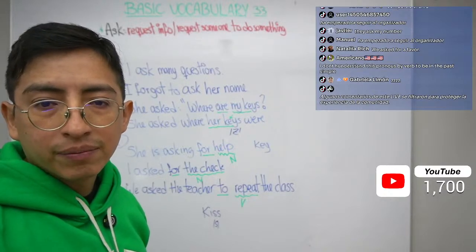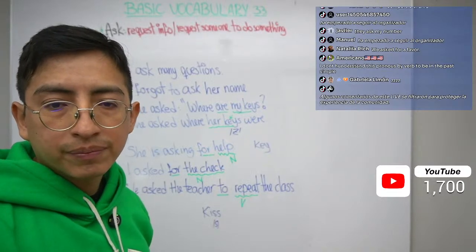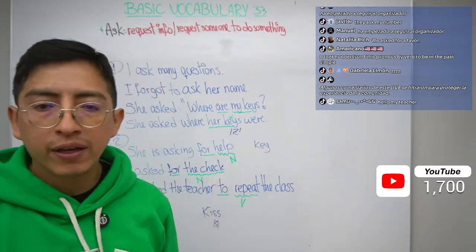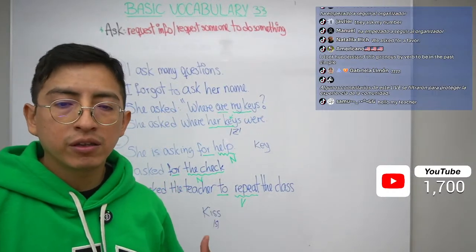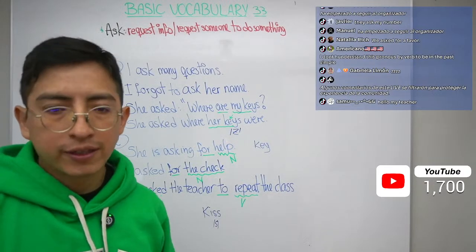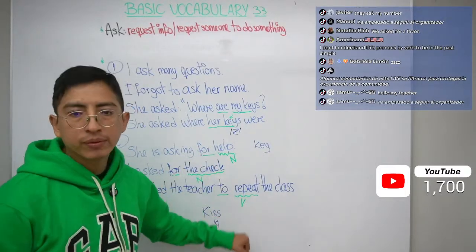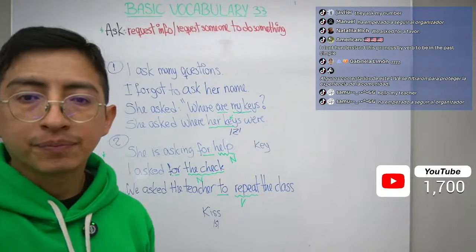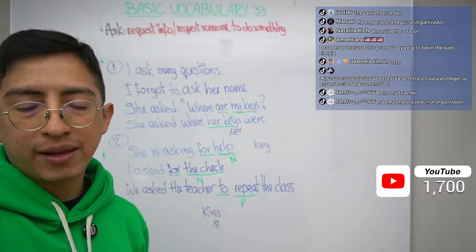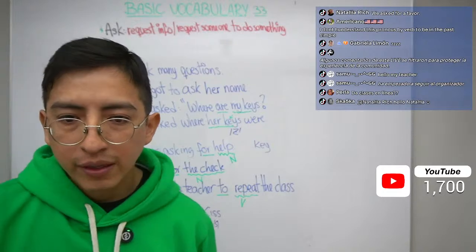Okay, guys, very good. Good job. He asked me for a favor, maybe? He asked me for a favor, or he asked me to do a favor. Something like that. Remember, for plus noun, to plus verb. Excellent. Okay, they asked my number. They asked me my number, maybe? Okay, very good.